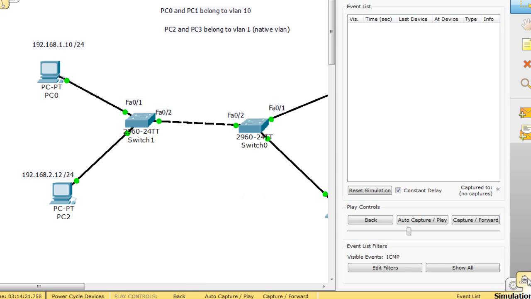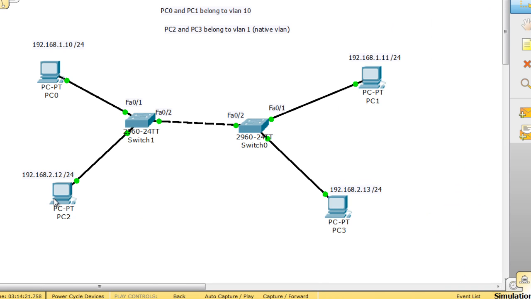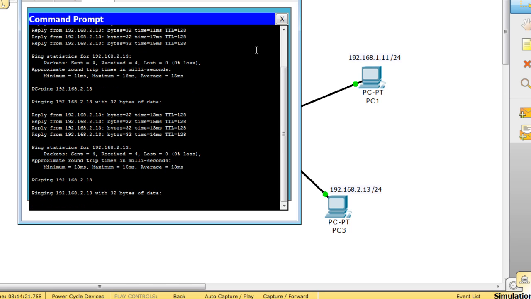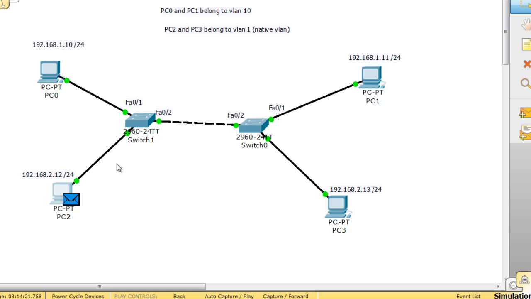Let's go to simulation mode. Let's try to ping PC3 from PC2. So I'm gonna repeat the ping up here, and let's watch the packet and see what's gonna happen. Take forward, and you see the packet is going, but the packet is not gonna have a tag. But let's see what's gonna happen when the packet gets to switch 0.